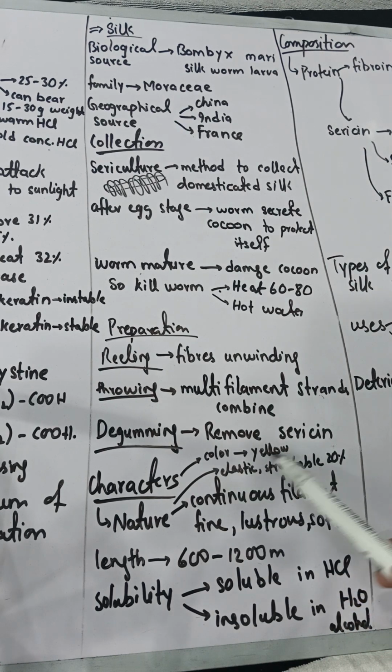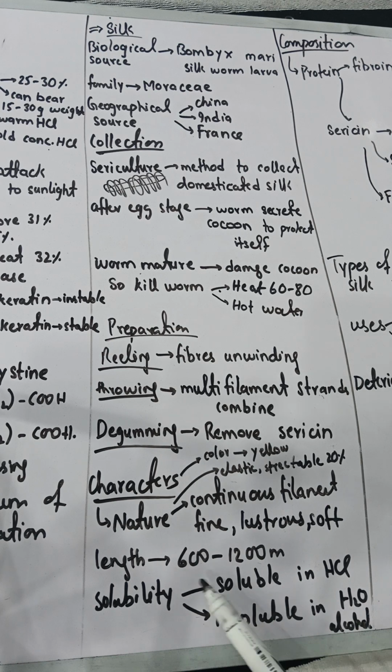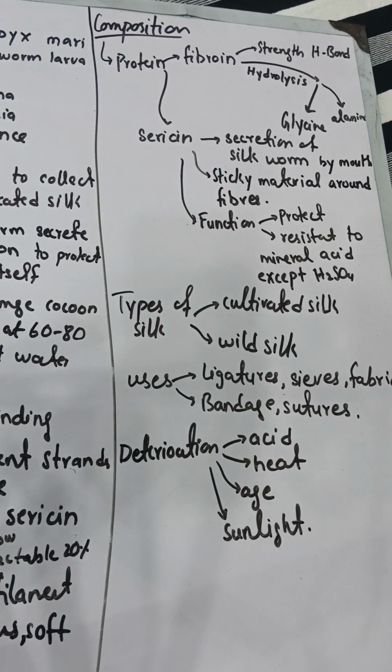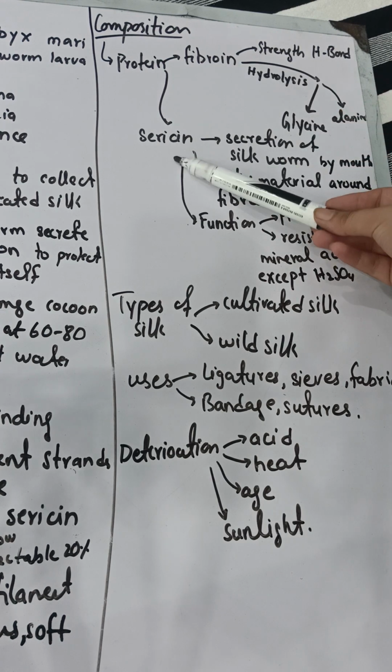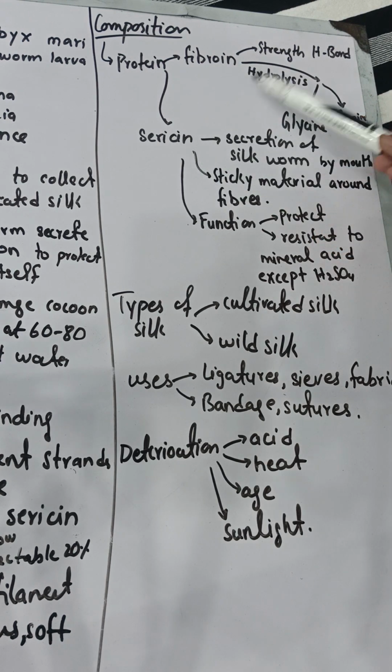Now let's discuss its characteristics. It is yellow in color, very elastic and stretchable, about 20%, in the form of continuous, fine, lustrous and soft filaments. Length is about 600 to 1200 meters. Solubility: it is soluble in HCl but insoluble in water and alcohol. Let's discuss the composition. It is composed of two proteins: first is fibroin, second is sericin. Fibroin is a protein made up of two amino acids, glycine and alanine.